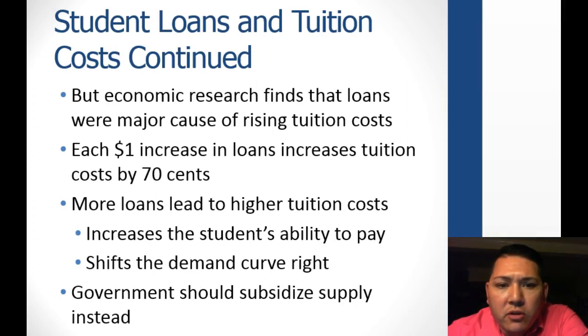Now, one alternative is for the government to set up programs to increase the supply of education, which would cause the supply curve to shift to the right, causing the equilibrium price to fall. This is what contributed to the rapid expansion of the state university system after World War II.